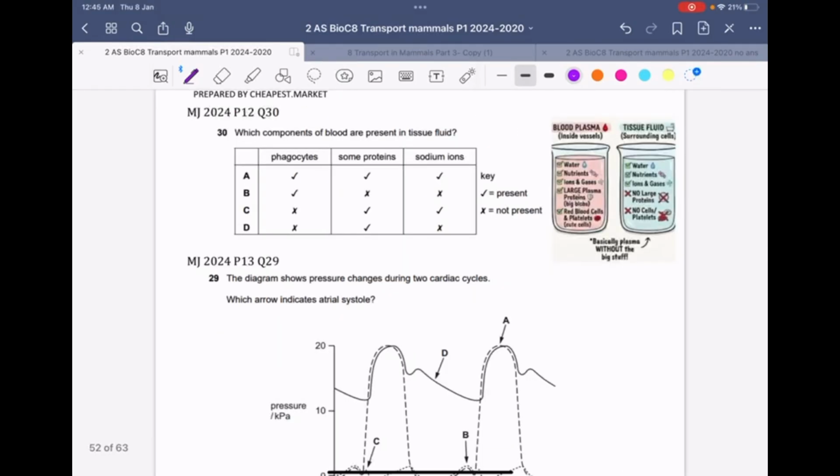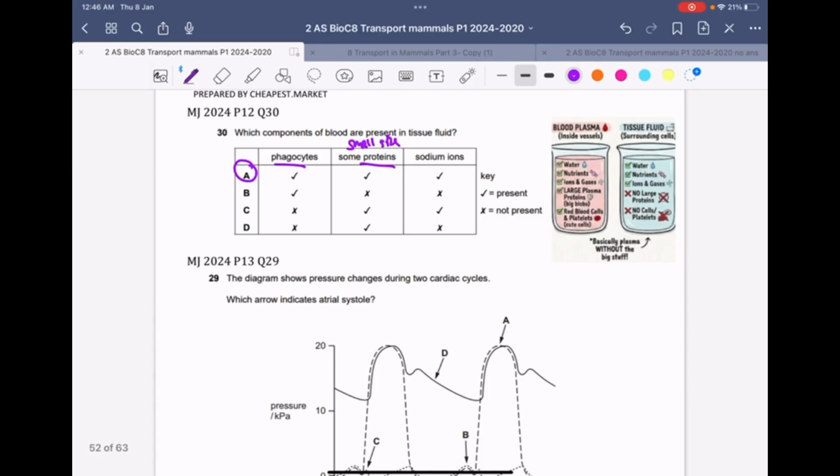Present in the tissue fluid is A. They include the phagocytes, including the lymphocytes and any kind of white blood cell, and some protein. This protein is of a smaller size, okay? It's a small size protein. So that's why they're able to pass through the pores of the capillary wall and get into the tissue space, and then they'll become tissue fluid.